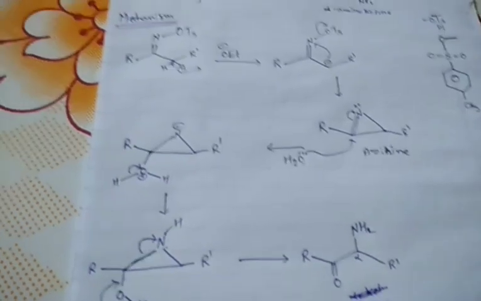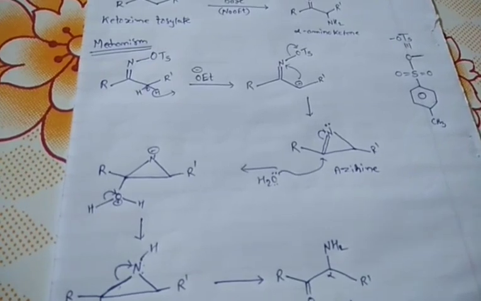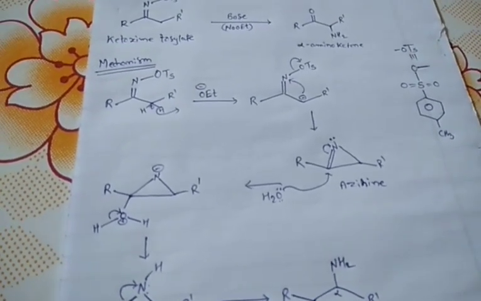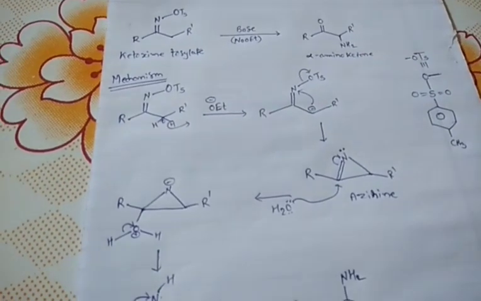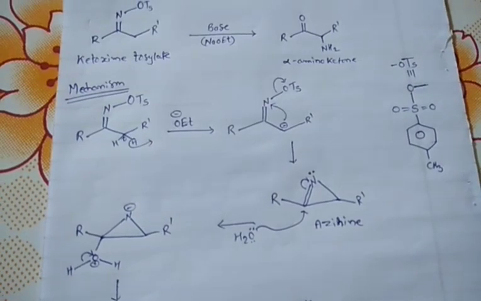Now one more thing: if you use an aldoxime instead of a ketoxime, this rearrangement does not occur. So this is only for ketone-containing oximes. So this is all about the Neber rearrangement and its mechanism. I hope you understand the overall mechanism and reaction.